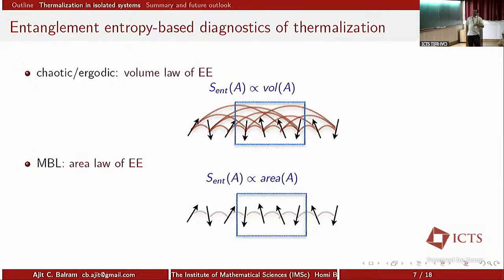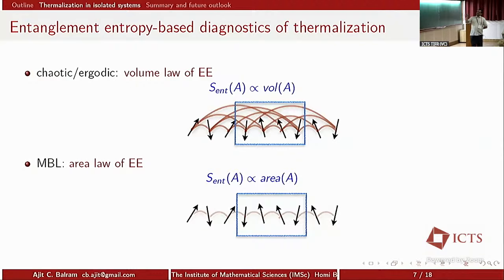So one entanglement-based diagnostic for this chaos or ergodicity is to look at the entanglement entropy as a function of the size of the system. Let's say you just look at 1D, and the system size grows as L. Then this entanglement entropy will go as L. So in 1D, it will just go like volume, that's just length. Whereas if you look at MBL systems or systems which evade thermalization, then this entanglement entropy is usually sub-extensive. For example, in 1D systems, typically you see a logarithmic growth, sometimes even constant.